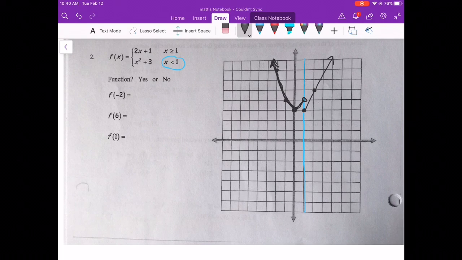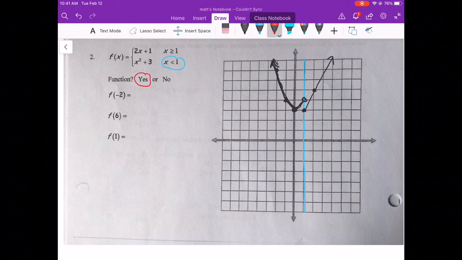But the reality is that open circle tells me that I don't actually have a point up there. The only point that has an x value of 1 is this point that's on the line. So when you ask yourself the question, do I have a point that has the same x value but different y values? So the same x value shows up twice? You actually do not have that. So this is indeed a function.